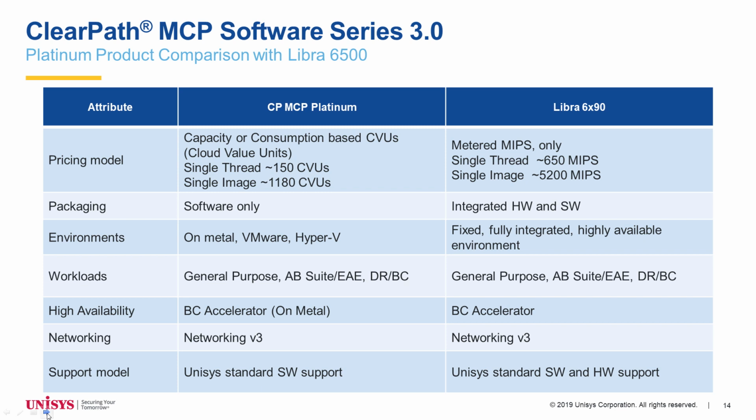On a Libra system, you can't run on VMware or Hyper-V, but you can with Platinum running Software Series. So that's another main difference between the two different types of working environments. The workloads essentially are the same. So you have general purpose, AB suite and DRBC types of workloads. You can utilize BC Accelerator if you're running on metal for MCP Platinum. And again, it's networking v3, but that's the same as it is for the Libra 6000 series of servers.